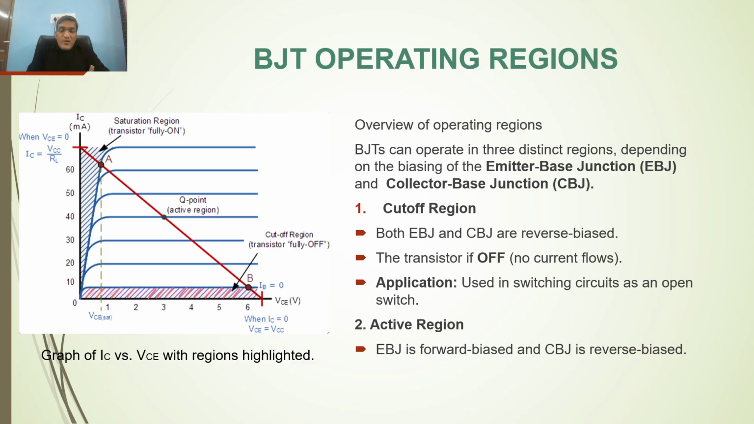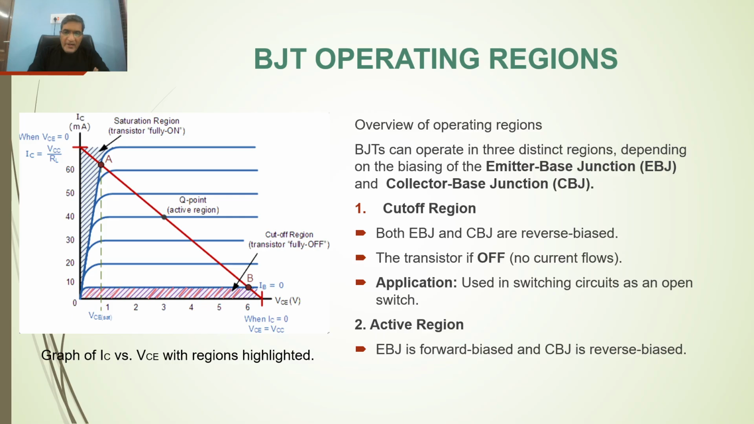So basically, in the cutoff region, both the emitter base junction and the collector base junction are reverse biased. The transistor is off, and this is shown by the bottom curve of the shaded part, which just touches some red lines near the x-axis. It is just the bottom line of the shaded part along the x-axis. So it is off, and it is used in a switch condition.